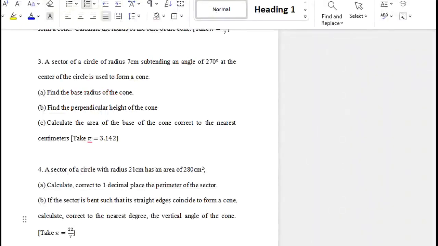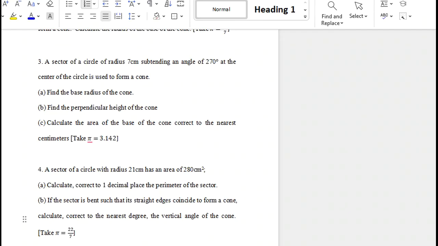So we have the last question for today. A sector of a circle with radius 21 cm has an area of 280 cm squared. This is actually the area of the sector. Come again: a sector of a circle with radius 21 cm has an area of 280 cm squared. So let's write everything we need for this question.